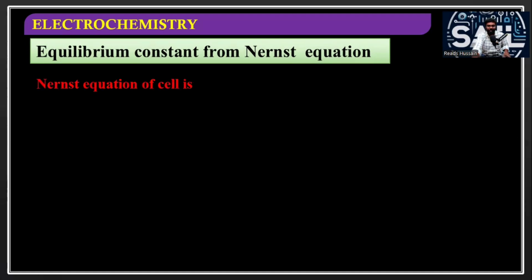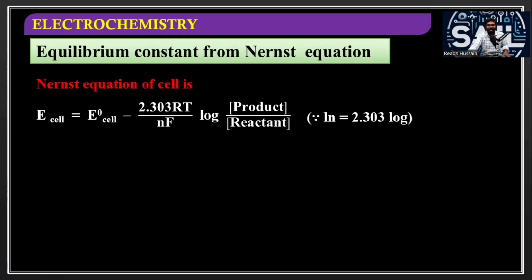Equilibrium constant from the Nernst equation. This is the Nernst equation. What is the Nernst equation? Cell potential is equal to standard cell potential. The electrode potential of the cell is equal to the standard electrode potential minus 2.303 RT by NF log. You may be confused here. What is 2.303 log?